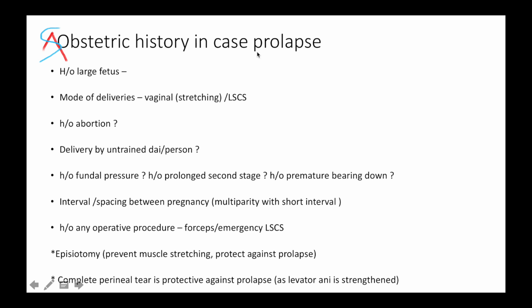If you think it's basically prolapse, then you have to ask certain history in a prolapse case, like history of any large fetus, what was the mode of delivery, because generally in vaginal delivery there is stretching, so they are more prone to prolapse. Any history of abortions, if the abortion was done by an untrained person, it can result in prolapse. If the delivery was also conducted by an untrained person, then it can also result in prolapse.